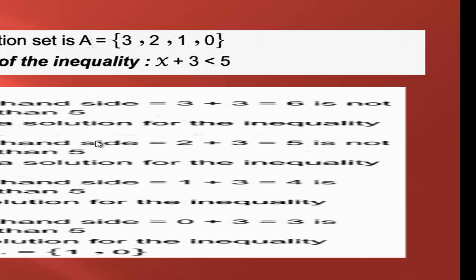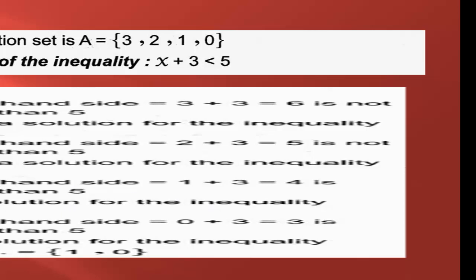At x equal 2, the left hand side equals 2 plus 3 equals 5. Is 5 less than 5? No, of course not. It is not smaller than 5. 2 is not a solution for the inequality. At x equal 1, the left hand side 1 plus 3 equals 4, which is smaller than 5. Then 1 is a solution for the inequality.